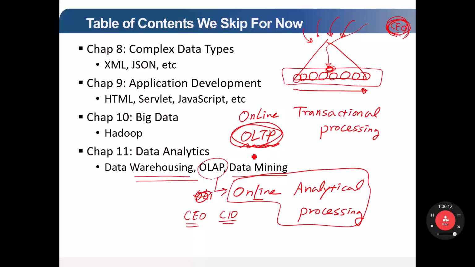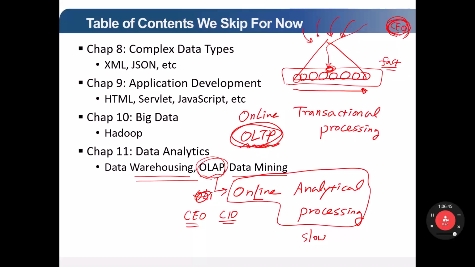OLTP transactions care about correctness and consistency, and they touch a very small portion of the database system. They touch only a single table or two tables, and they finish very quickly. Online analytical processing runs several hours or sometimes several days. So it is slow, and OLTP is very fast. So it has a very different purpose from OLTP.